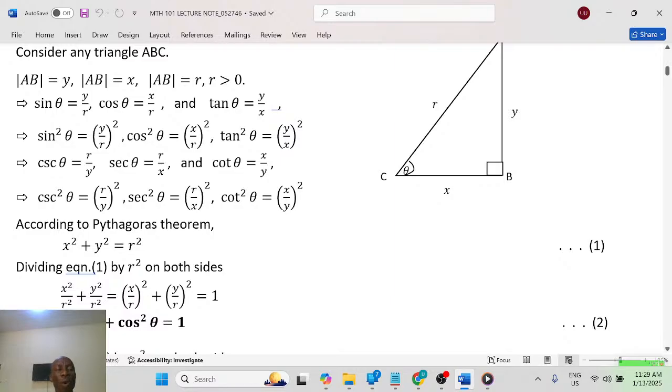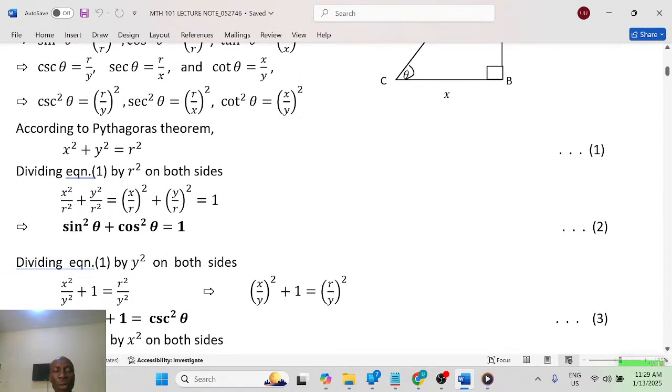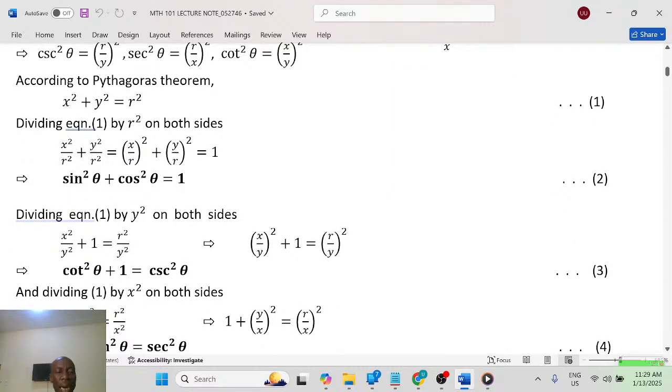Now, if you look at what we have up here, we see that X over R is cosine, Y over R is sine. So that is where we got this first trigonometrical identity, that sine squared theta plus cos squared theta equals 1. That is equation 2. Now, if you divide by Y squared, it will lead us to another trig identity, that cot squared theta plus 1 is equal to cosec squared theta. That is equation 3.